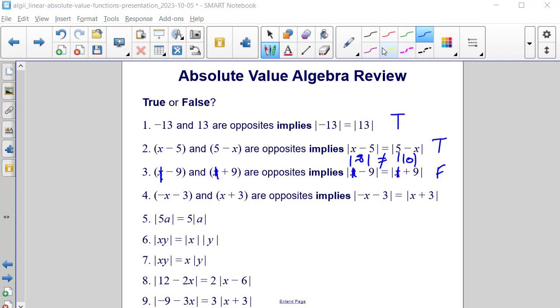Now let's look at number 4. We have the quantity negative x minus 3 and the quantity of x plus 3 are opposites, implies that the absolute value of the quantity x minus 3 is equal to the absolute value of the quantity x plus 3. Well, this is indeed a true statement.